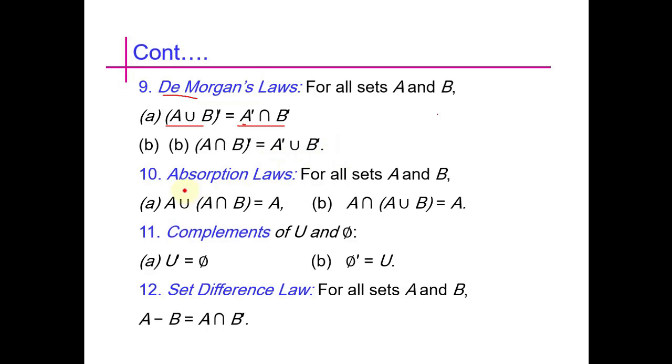Now we see another law, which is the absorption law. So for all sets A and B, A union A intersection B is equal to A. Similarly A intersection A union B is equal to A.